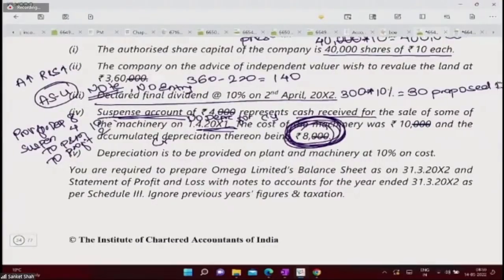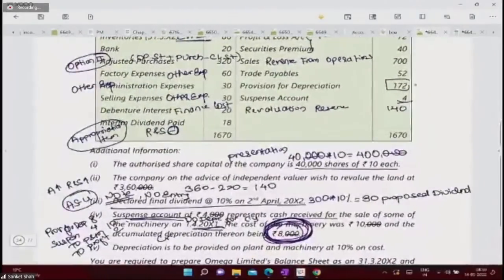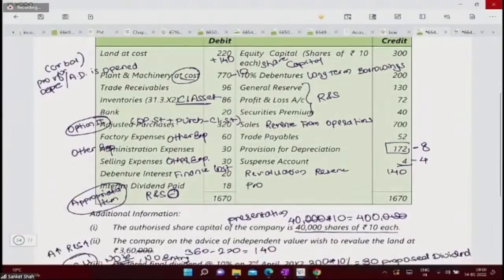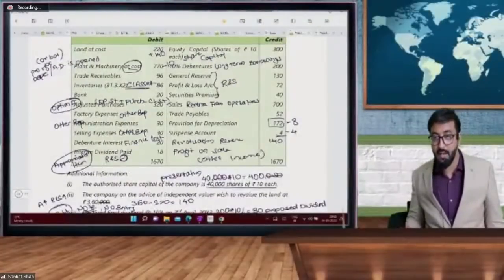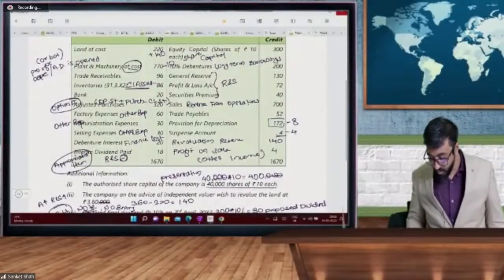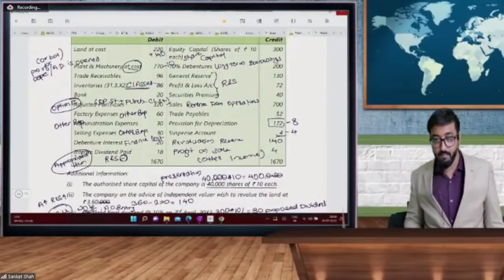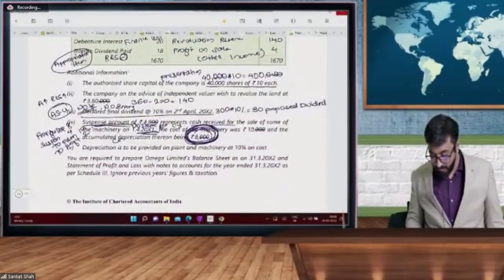Okay. So now we are updating our trial balance. So provision for depreciation minus 8, suspense minus 4, plant and machinery we are reducing by 10, and on updation, profit on sale, which will be shown under the head other income. So update your trial balance, other income, and we will record it at rupees 4. Okay? And depreciation.